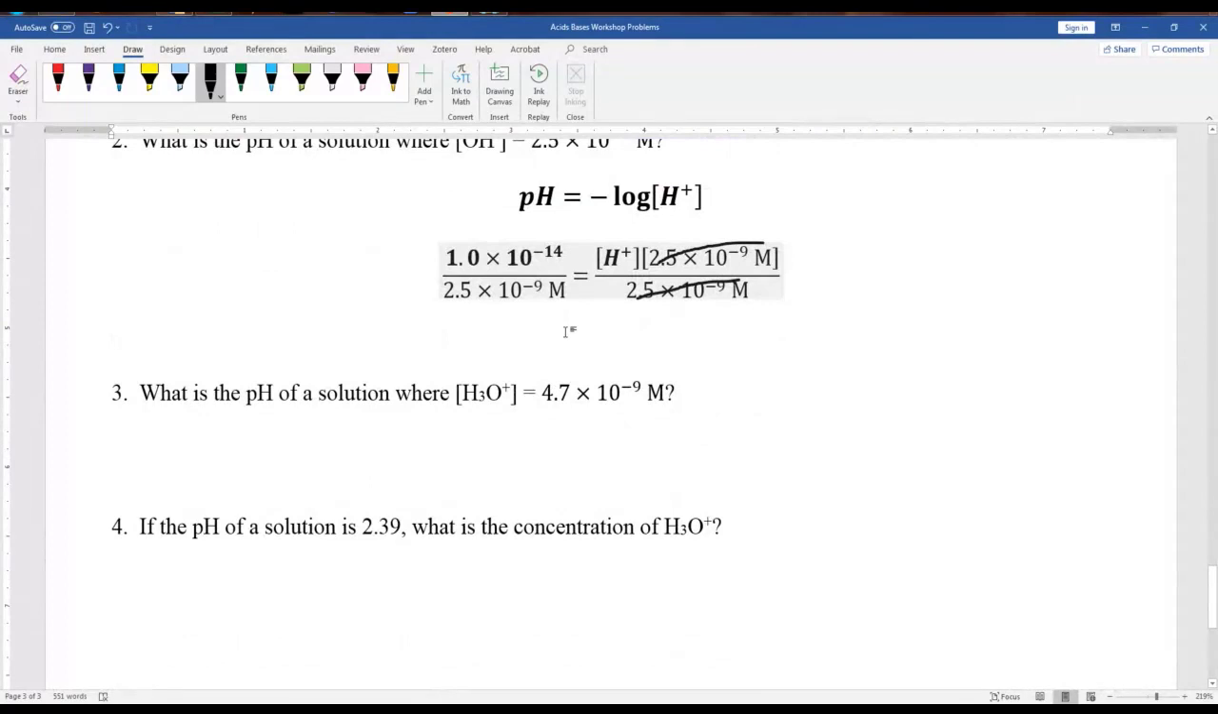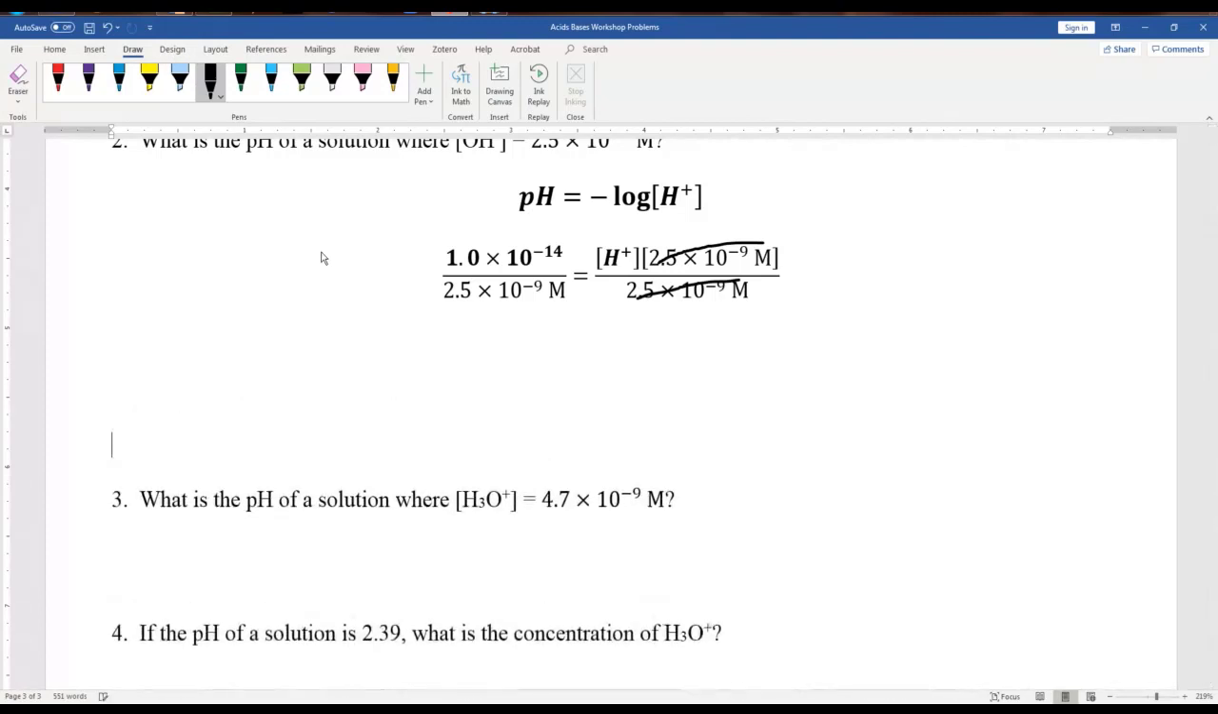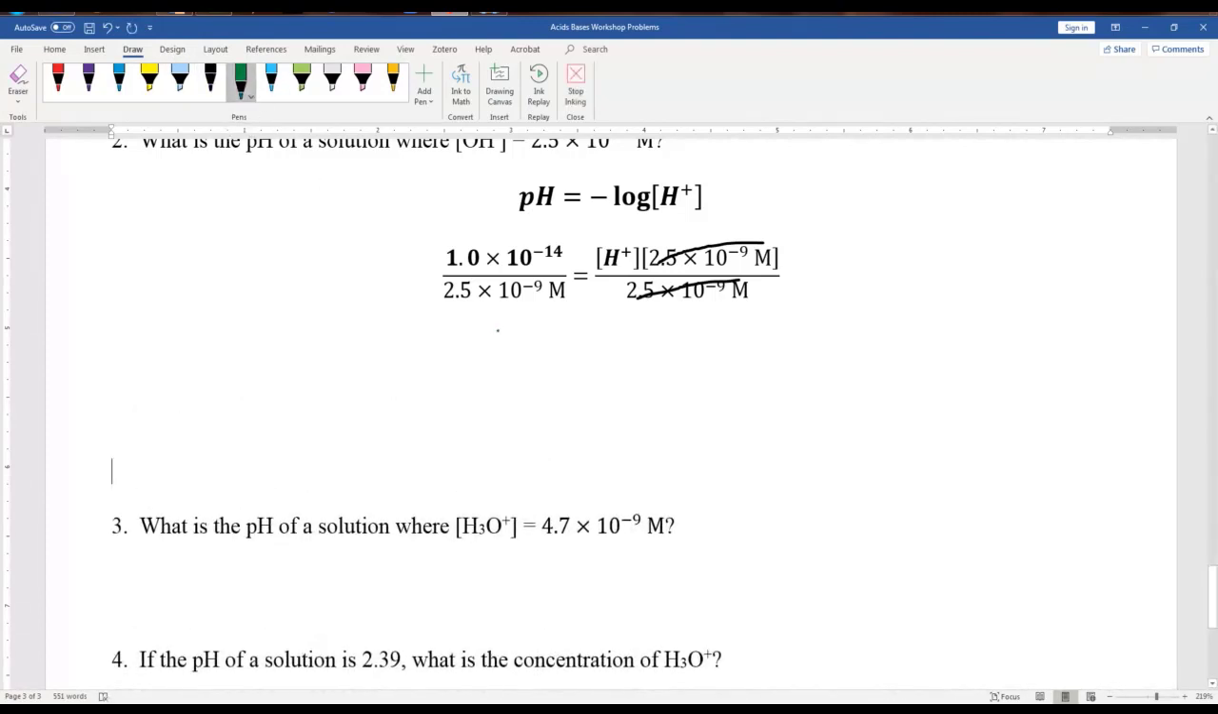It looks like the same thing, though. It's the same type of problem. Yes, it is. In this case, we're solving for H plus, and in the previous one, we were solving for OH minus. So what is my H plus going to be then? Is it 1.25 or 2.5? Oh, 2.5, to the minus 9, right?